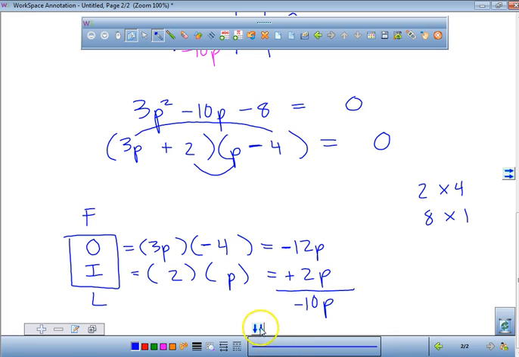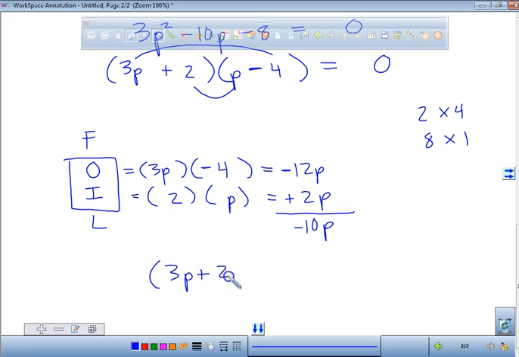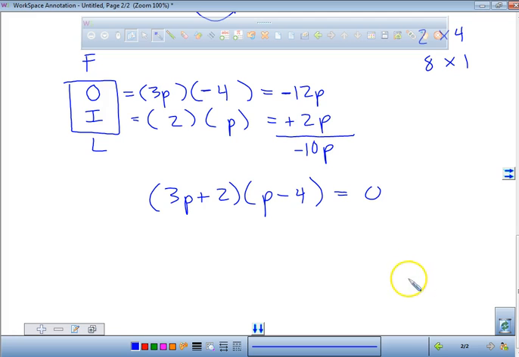So here are the factors, everybody. The factors are 3p plus 2 times p minus 4 equals 0. Now, in order to solve this, you have to set 3p plus 2 equals 0, and you have to set p minus 4 equal to 0 to solve for it. That's all you have to do. So we have to solve for p here, and we have to solve for p here.